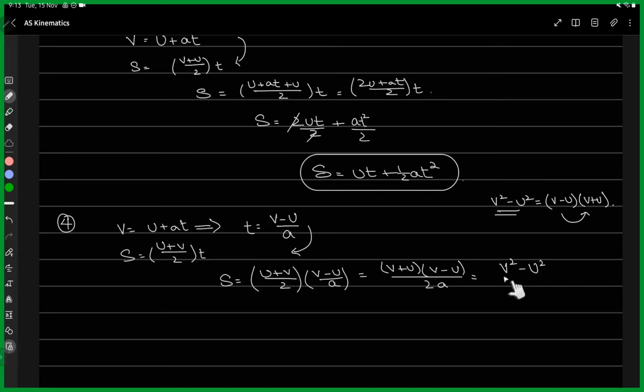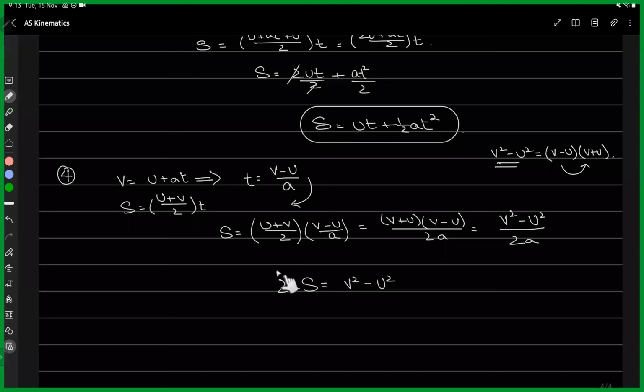So this is what you have, and then here you'll have 2a. So rearrange this equation as 2as. You just brought 2a to the other side, and this is v squared minus u squared, right? So this is then the final equation of motion, the fourth one.